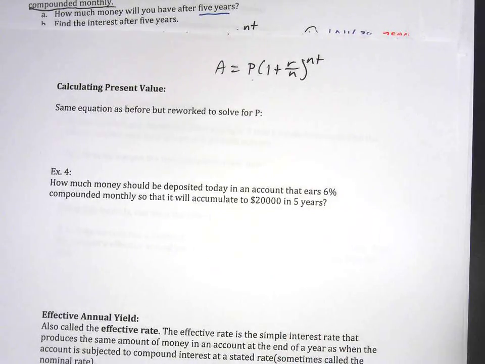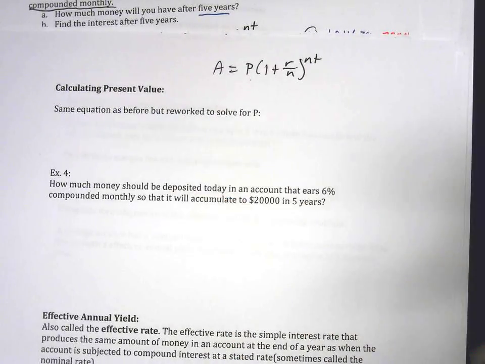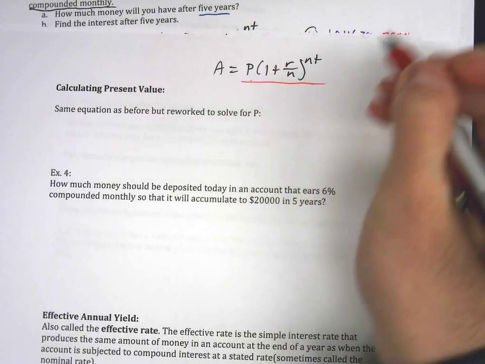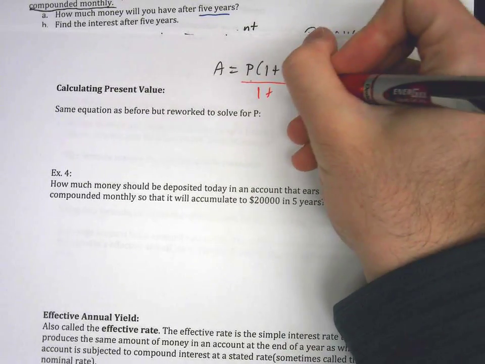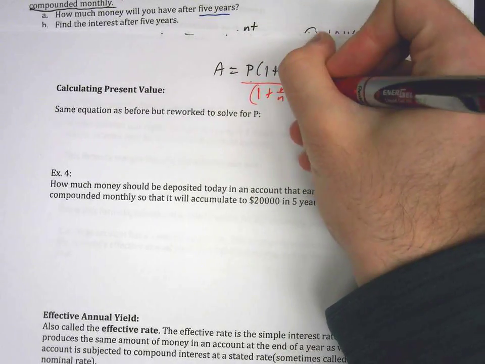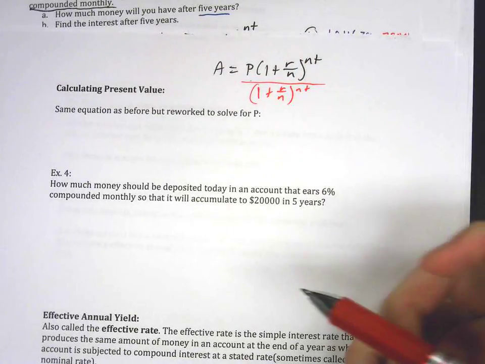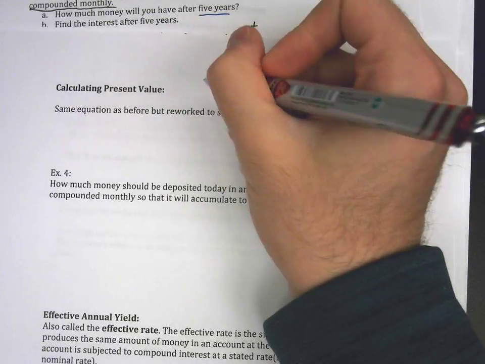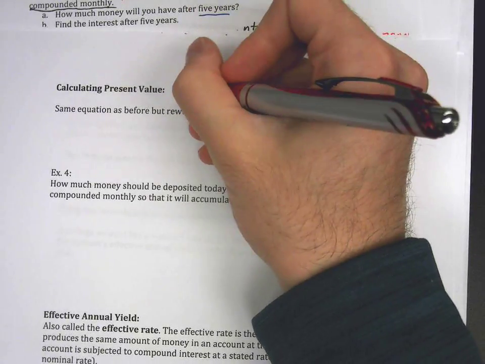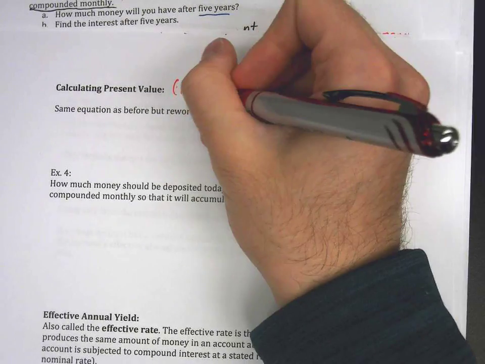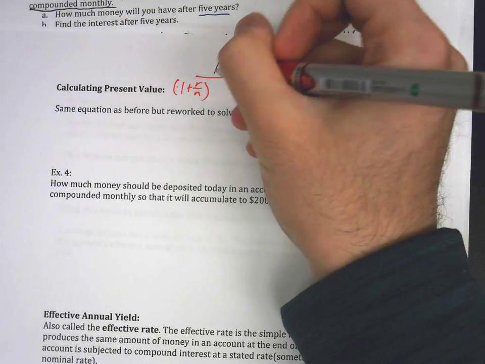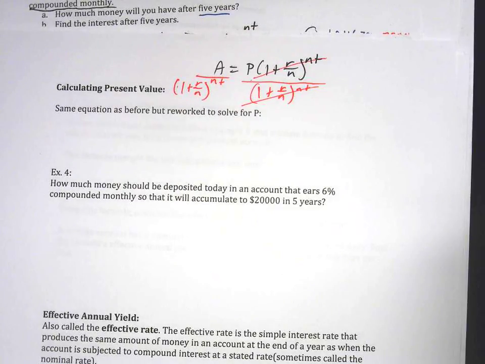So really to do that, we just need to get P by itself, and really this whole piece can almost be considered its own piece. What we're going to do is divide it by 1 plus R over N to the NT. We're just going to divide by that whole piece. This will cancel out this completely. And what you do to one side, you have to do to the other. So we do 1 plus R divided by N to the NT.